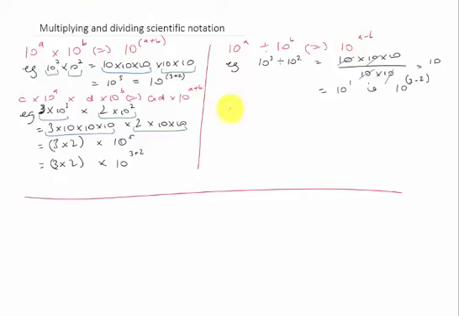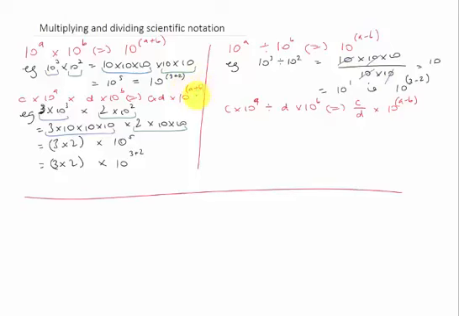And then how about if we've got c times 10 to the power a divided by d times 10 to the power b. There we divide the c and the d together, but then we subtract the two different exponents. I think that makes sense.